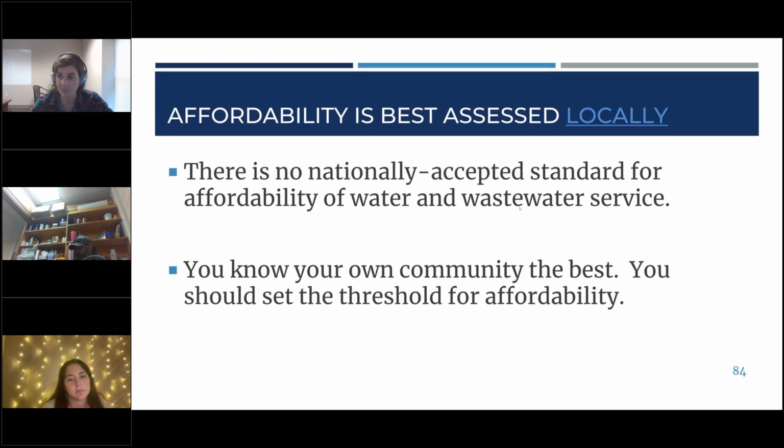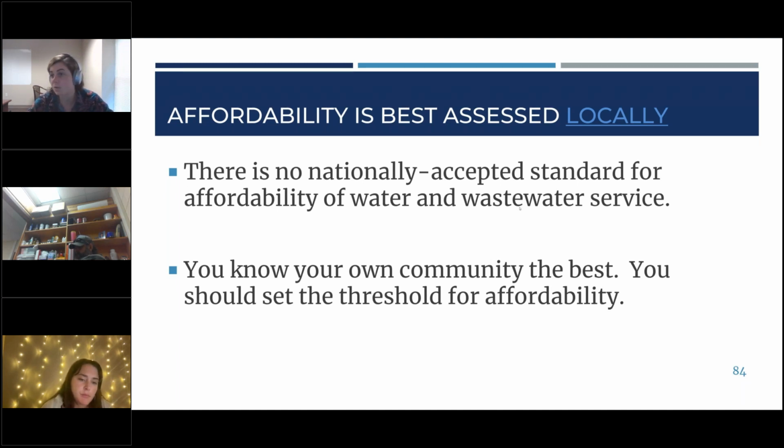Nothing has been accepted nationally or really pointed to as a very specific, this is affordable, this is unaffordable. What we typically recommend at the EFC is that, whenever we're working with communities or with utilities, those utilities know their customer base best. They know their community best. And so y'all are probably the best ones to determine, what does your community look like? What is an affordable bill in your community? And you can base that off of the customers that you know. You can base that off of US Census data.